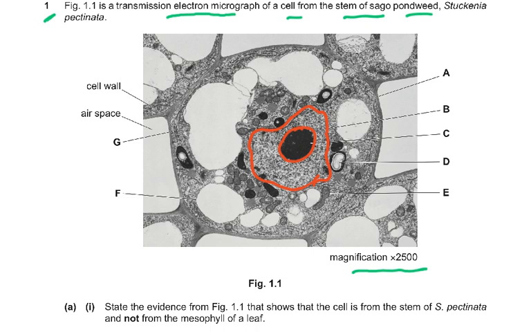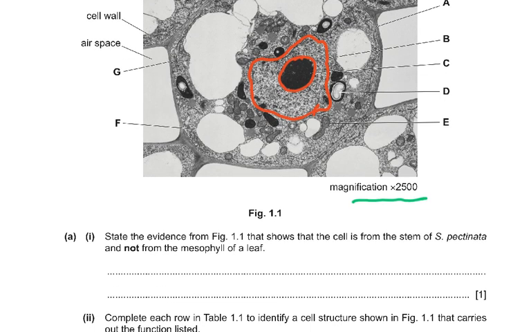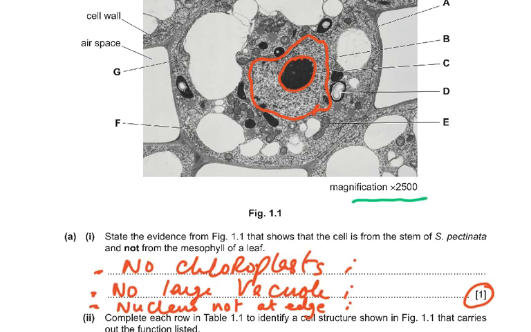So evidence that shows that the cell is from the stem: no chloroplast, presence of small vacuoles, or you can say absence of a large central vacuole. And the nucleus is central, or you can say the nucleus is not located at the edge or at the periphery. So this was a 1 mark question, and you have to give me any one of these answers. So this is how you would word it. Please have a look at it and see if you've understood it or not.